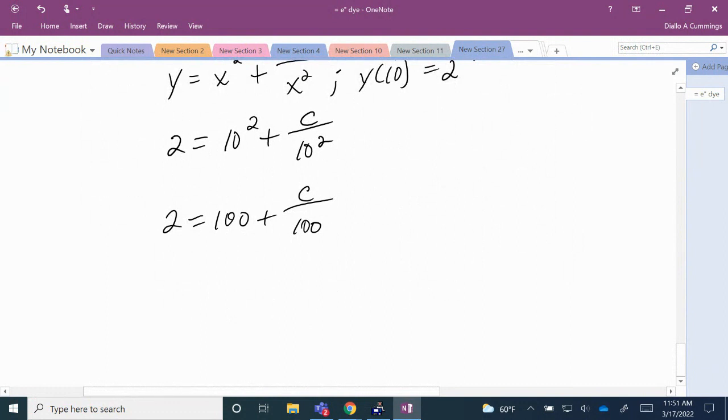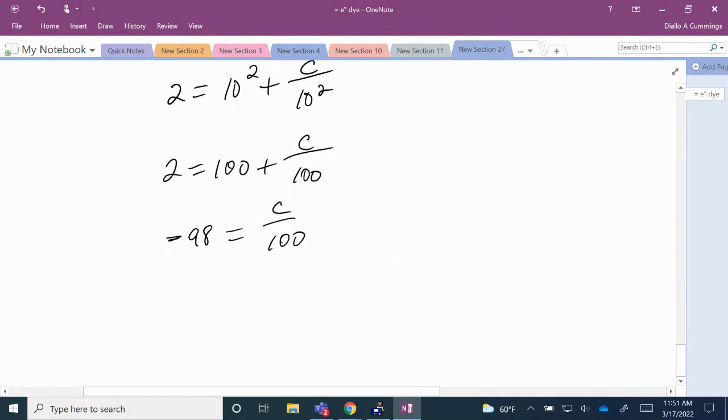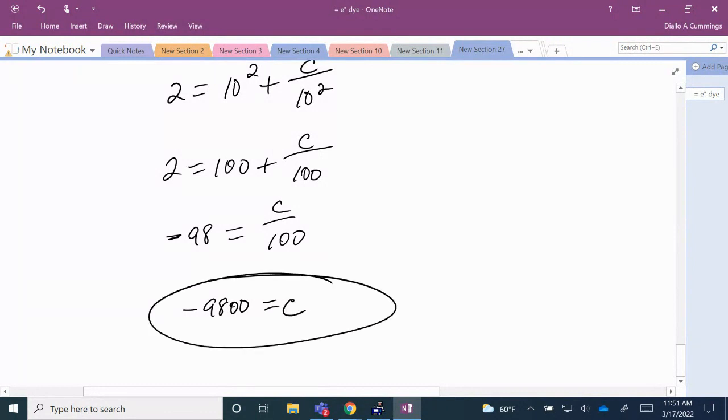Now we're going to solve for c. The first thing I'm going to do in order to solve for c is subtract 100 from both sides. So I have negative 98 is equal to c over 100. I'm now going to multiply both sides by 100. So I have negative 9800 is equal to c. All right, so our solution for c is negative 9,800.